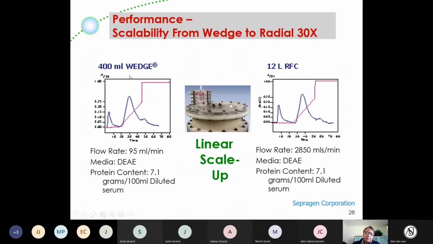So here's a 400 mil wedge running at 95 mils a minute with a particular resin, and that's been scaled up to a 12 liter column, which is 30 times as much. So we are running 30 times faster. This is running a gradient, and you can see the separation is exactly the same, right? Pressure drop, separation, all that stuff's exactly the same.